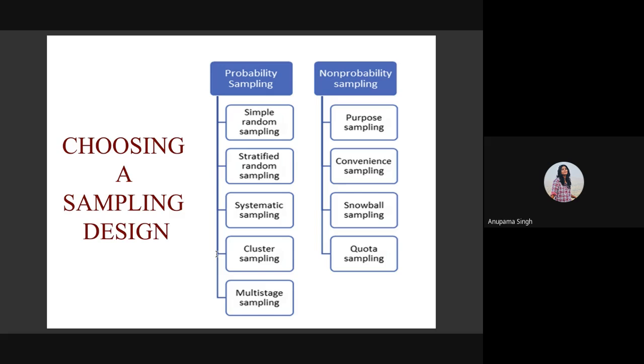They don't need to go for probability sampling because the preference is something which is qualitative. There are different kinds of rating and scales also on which basis you can go for sampling.